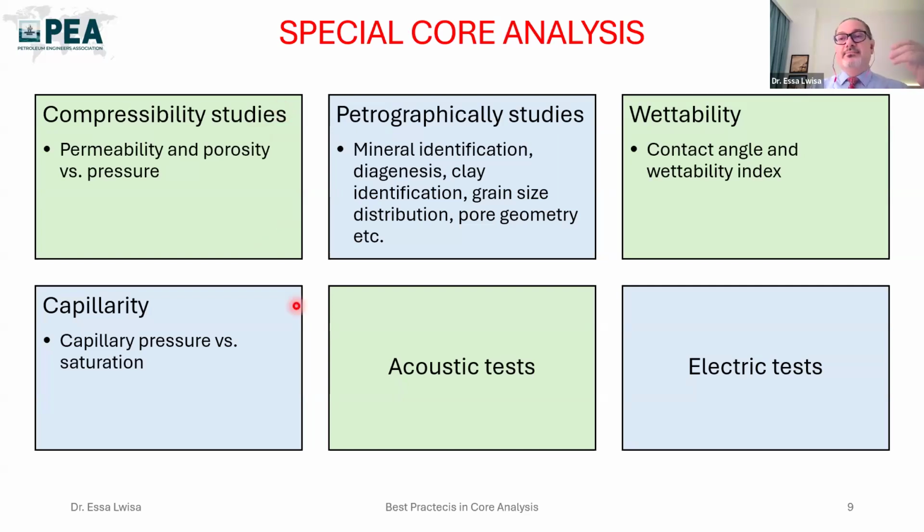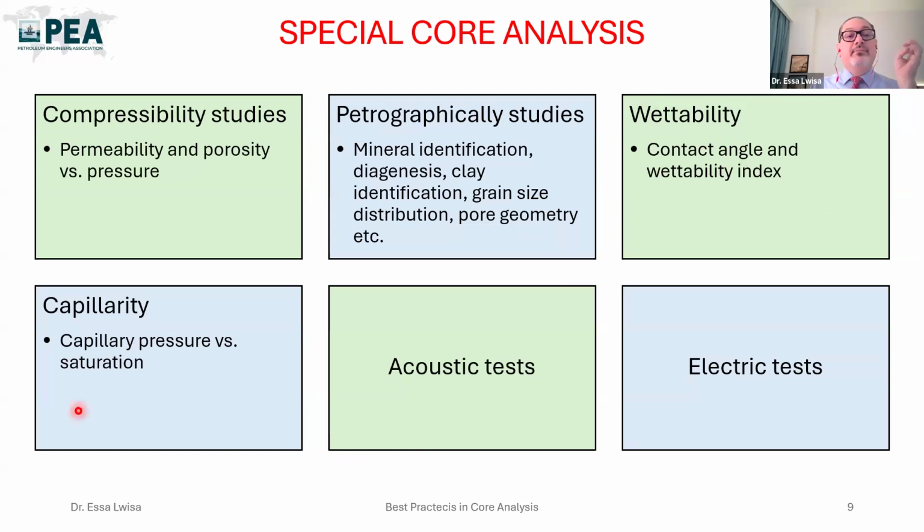But you know, it is a common mistake. Okay, and also the special core analysis includes the petrographical studies. It includes wettability. Later on, I will talk about how to measure wettability or how to obtain the wettability. Now, wettability is usually measured or obtained by studying the contact angle and the wettability index. Later on, I will talk in more detail.